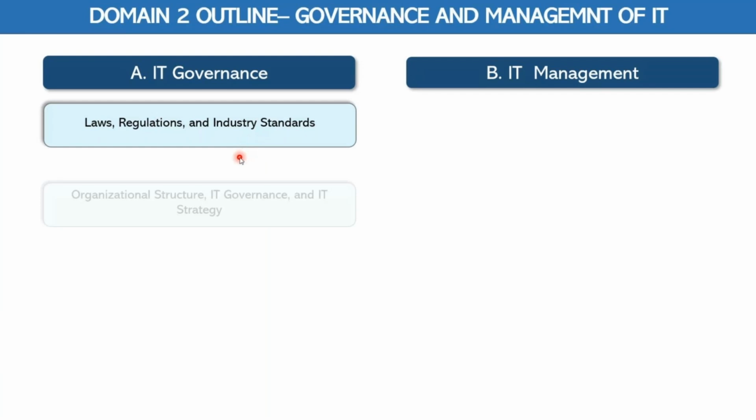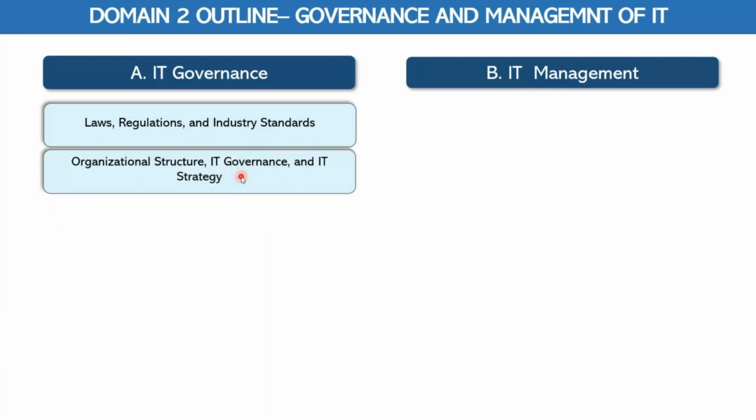The second topic is organizational structure, IT governance, and IT strategy. Organizational structure is the way in which the organization is structured by hierarchy. Governance, we saw what IT governance is in simple words: the process used to monitor and control IT activities.